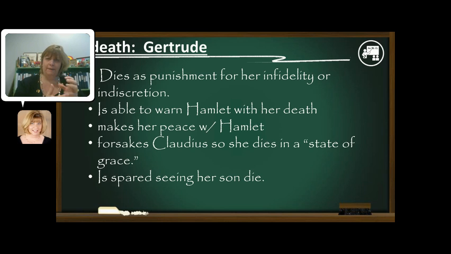So Gertrude dies in this state of grace where she's repented of marrying Claudius and all of that. And she is spared seeing Hamlet die. As far as she knows, with her dying breath, she has warned Hamlet and she has saved her son. So she does die with that bit of comfort, as it may be.